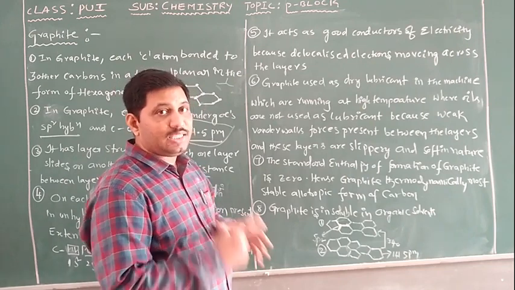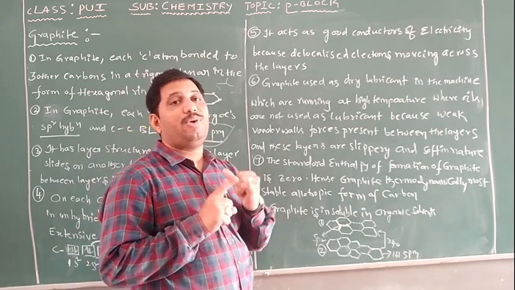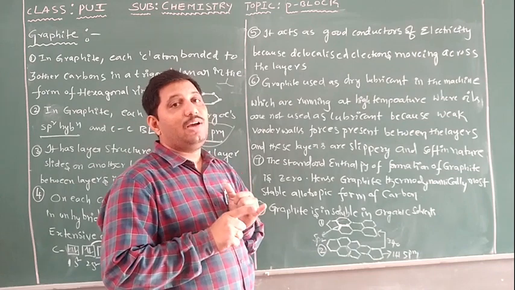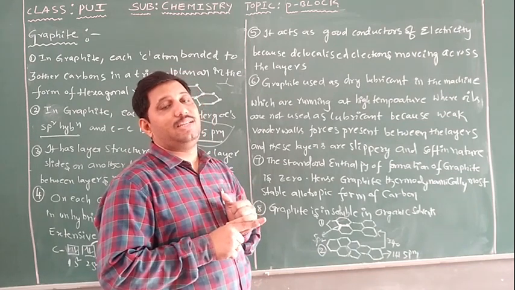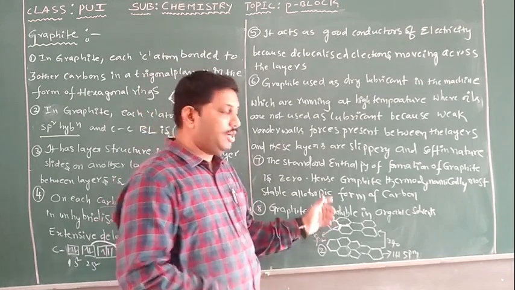Okay, students. From the examination point of view, the important questions are: what is the hybridization of carbon in graphite? Why is graphite a lubricant? Why is graphite a good conductor of electricity? These 3 points you can remember, students. Copy this.